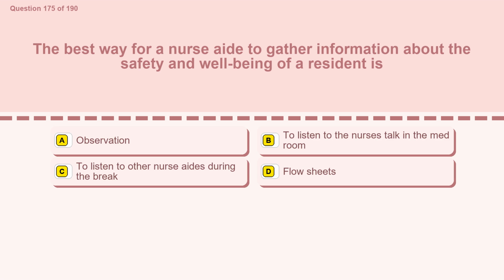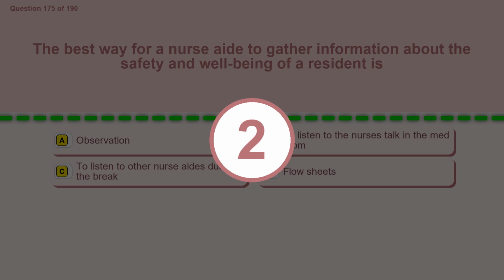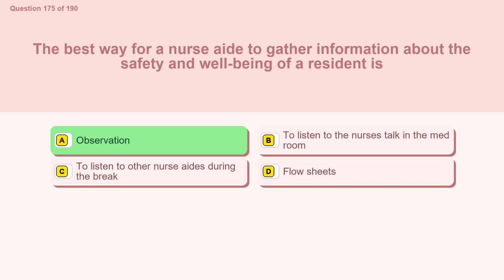Question 175. The best way for a nurse aide to gather information about the safety and well-being of a resident is: option A, observation; option B, to listen to the nurses talk in the med room; option C, to listen to other nurse aides during the break; option D, flow sheets. The correct answer is option A, observation.